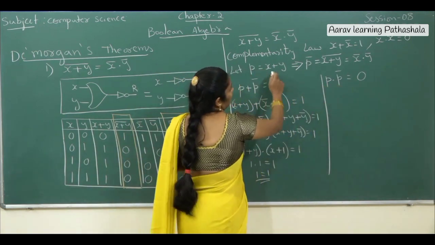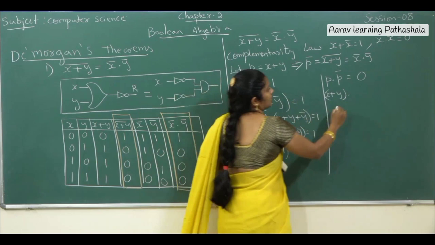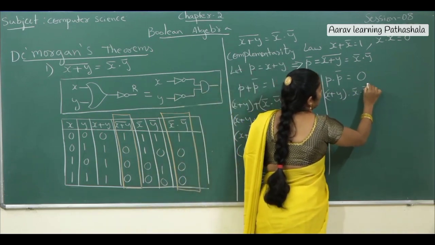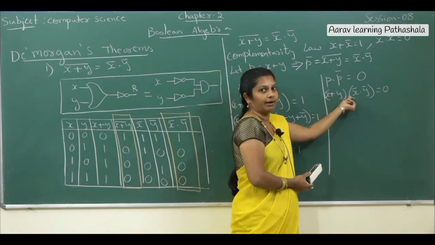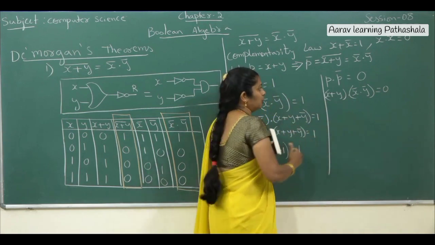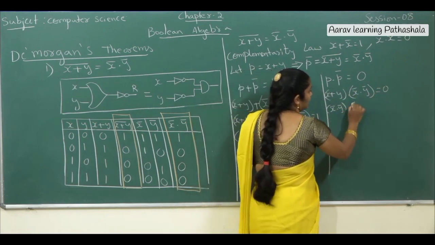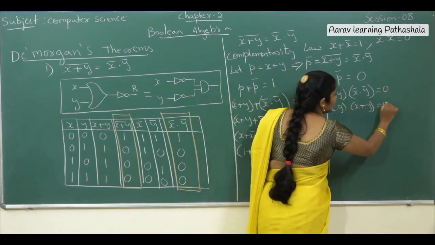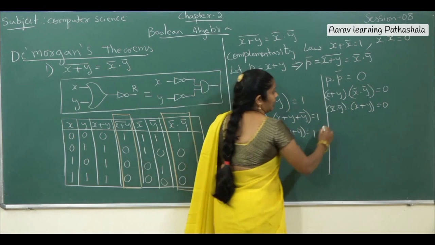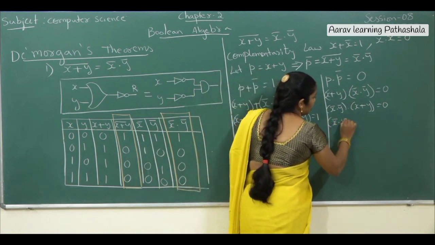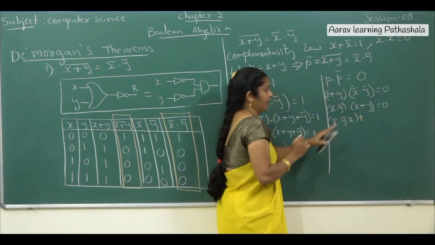Now how to prove this? For P, substitute x plus y. For P bar, substitute x bar into y bar, equals 0. Here we have a plus operator, but here we have a dot operator. We cannot solve it easily, so just replace the position. First I am going to write x bar into y bar, this part first, and then x plus y equals 0. Here also we have the dot operator, here also we have the dot operator. We can directly distribute. That's why the output becomes x bar into y bar into x. This part I am going to take first. Then in between you have to write the plus operator.